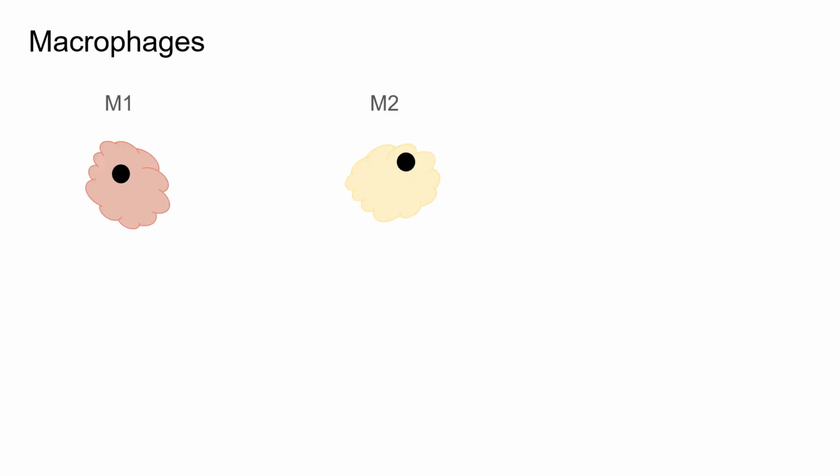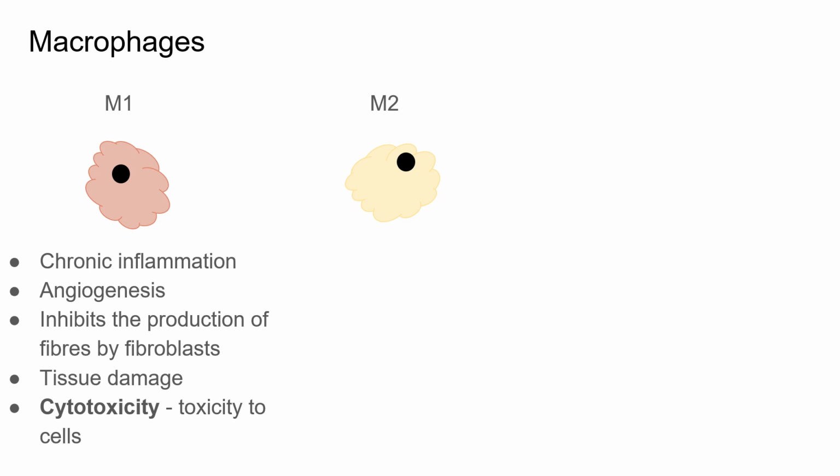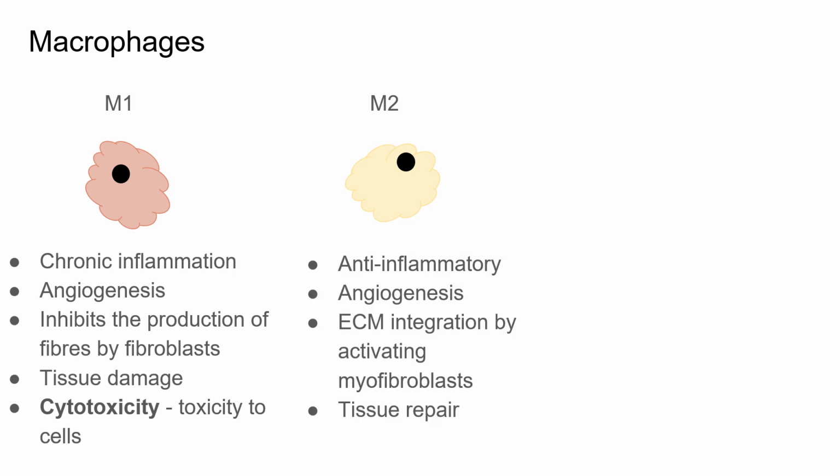Macrophages exist in 2 main types. M1 leads to chronic inflammation, angiogenesis, and inhibits the production of fibers. It is also associated with tissue damage and cytotoxicity. M2 is anti-inflammatory and also promotes angiogenesis. It is also responsible for ECM integration around and inside the material. M2 macrophages are vital for tissue repair.